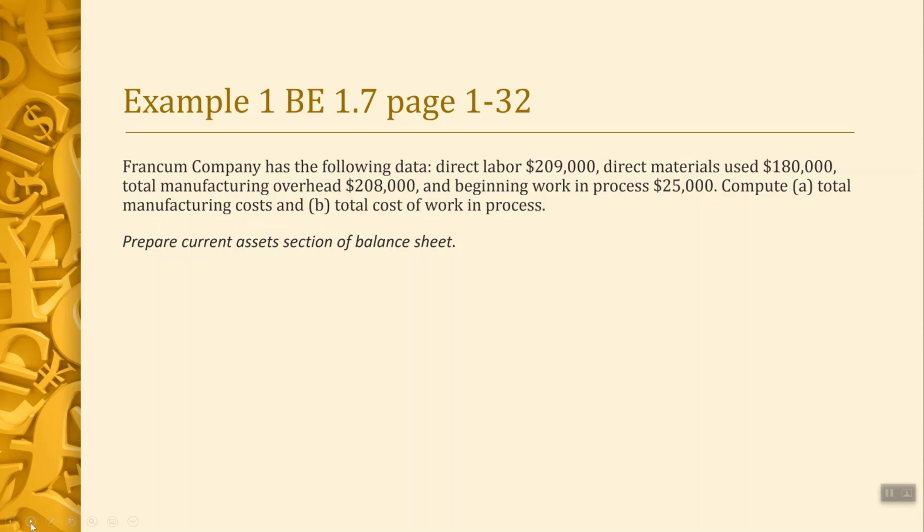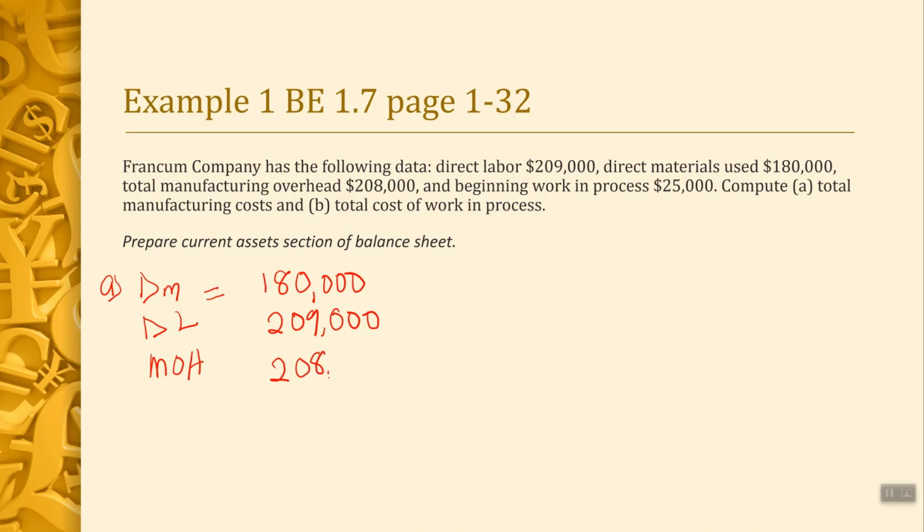So we have our direct material. So this is for A. We have our direct material, which is 180,000. We have our direct labor. Direct labor is 209. For some reason, I'm just used to starting with material. You can start in any order. And I have my MOH, manufacturing overhead cost, which is 208,000. And then we add it together. We have 597.